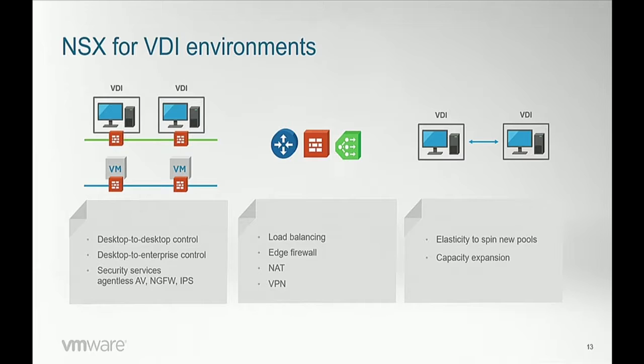When the VDI of this user is compromised by malware, we can dynamically adjust the security policy based on his new security posture. We can also use services like load balancing or edge firewall to provide access for the real user to their virtual desktop. And we can also leverage a function like NAT or VPN. The most important benefit is also the elasticity to spin up new pools. So dynamically, you can add users without having to make a significant change in your physical infrastructure.